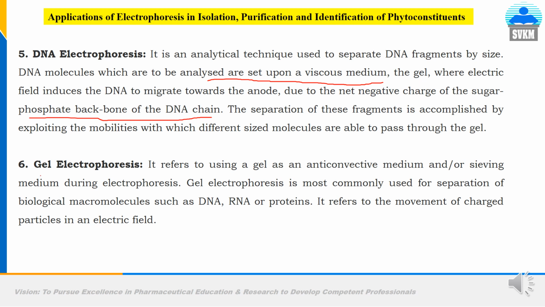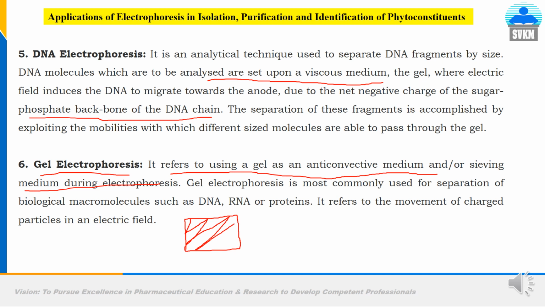Whereas gel electrophoresis, number 6, refers to using a gel as an anti-convective medium. In the very first case, we saw paper as a medium for separation. Here, the gel is used as an anti-convective or sieving medium during electrophoresis. What exactly is happening here? If you can see, I have just drawn here a plate on which the medium is poured. Maybe any gel, say agar, so agar gel is being used.